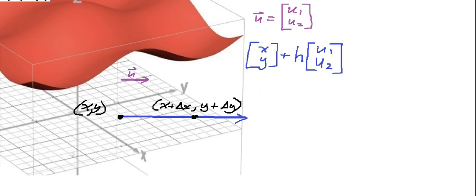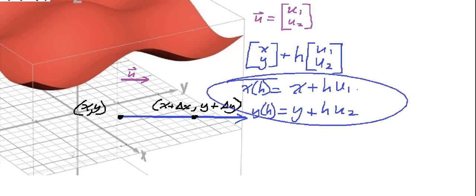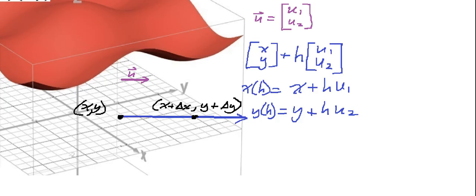Now I'm going to break this up into the individual equations it represents. That's going to be x plus h times u1, y plus h times u2, and then let's name these x dependent on h and y dependent on h. And so this is the pair of parametric equations that describes this line.